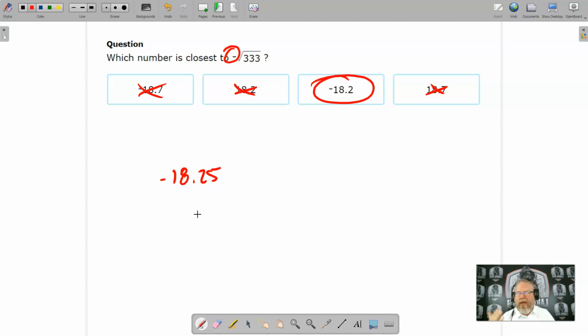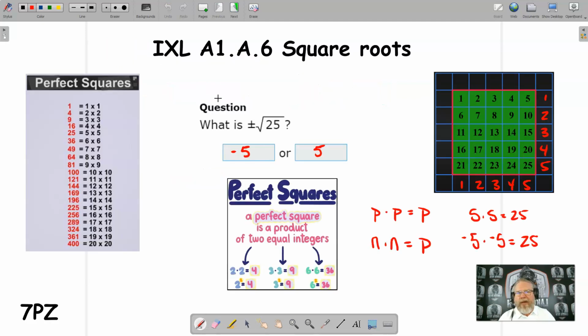Right, wow, that's a lot of work, a lot of examples. However, that is the completion of my presentation for IXL A1.A.6 titled Square Roots. Good luck with your activity.